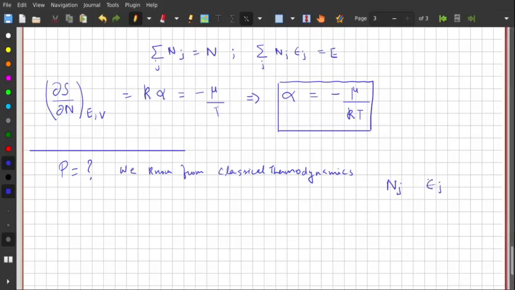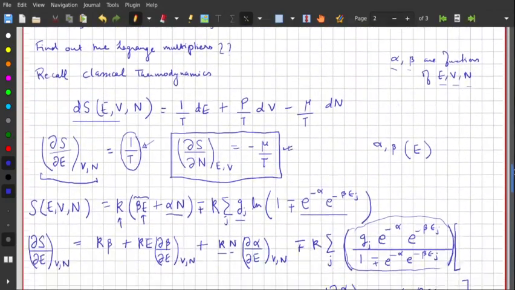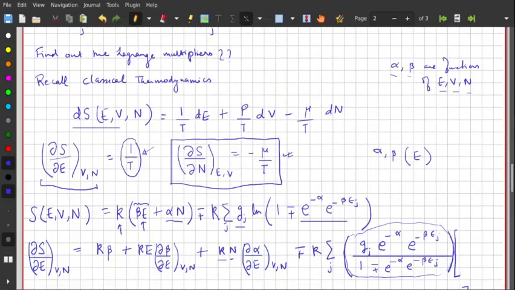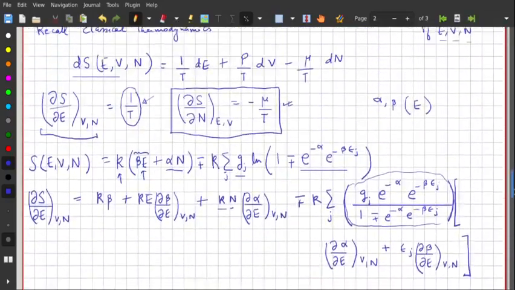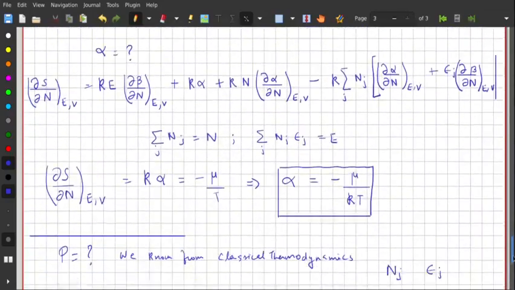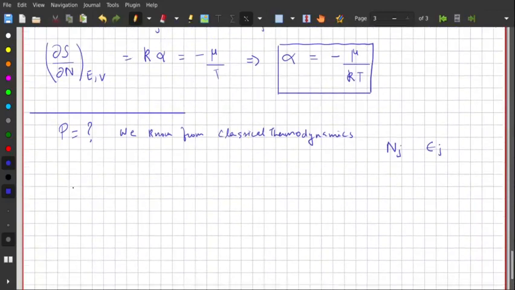Okay, so the thing that we want to write now. If you remember the differential for dS, from that itself we can define the pressure. You see the partial of S with respect to V gives us P over T, at constant E and N. So that means the partial of the entropy with respect to V at constant E and N is equal to P over T.